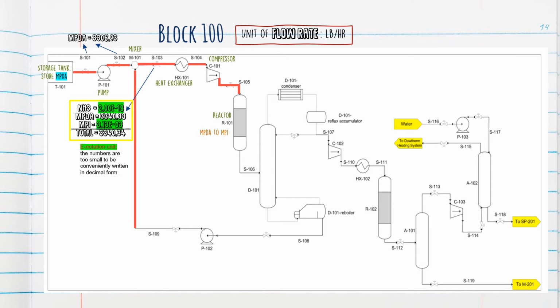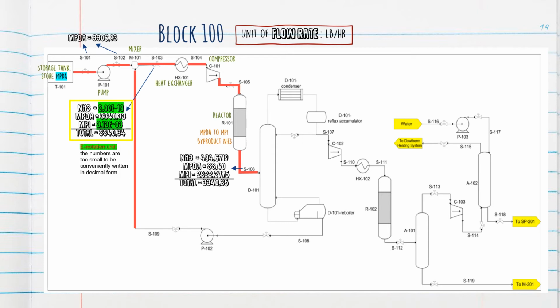As we can see, at the stream that exits the first reactor, the value of flow rate for ammonia and MPI is increasing, meanwhile the flow rate for MPDA is decreasing. This is because at the first reactor, it converts MPDA to MPI and gives a byproduct, which is ammonia. Hence, it explains why the flow rate of ammonia and MPI is increasing while the flow rate of MPDA is decreasing.